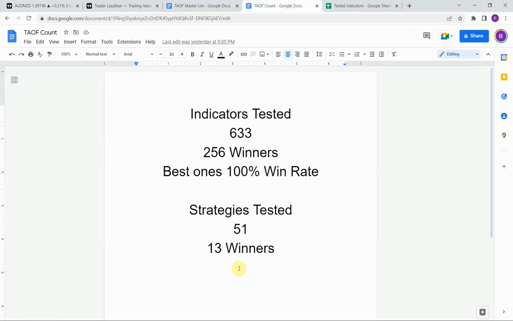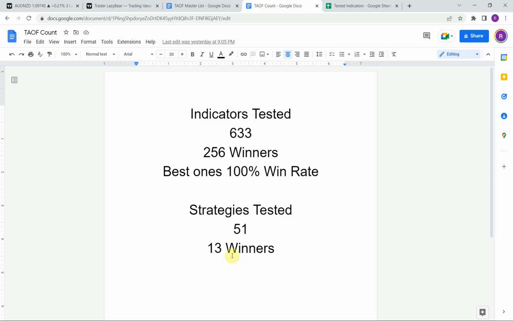So to date, we have tested a total of 51 different strategies, with 13 of them being profitable. We've also tested a total of 633 indicators, with 256 of them being winners. The best ones so far were able to achieve a 100% win rate. Now you need to go back and watch those videos to understand the context of how they were able to achieve that. So go back and watch those videos and see what you can get out of those winning indicators. And keep in mind that we test most of these strategies and indicators on the Forex market, but they can be applied to just about any market universally.